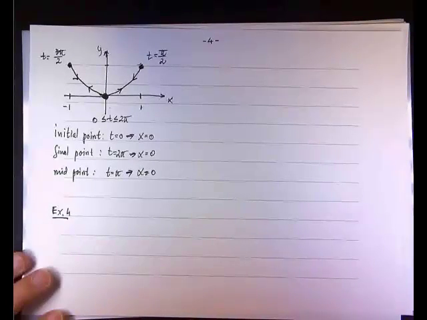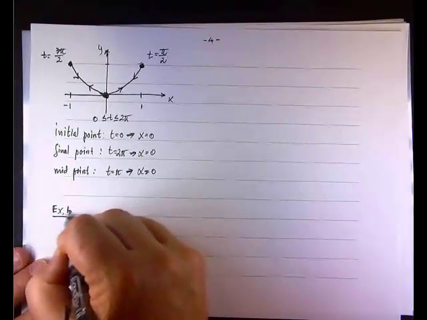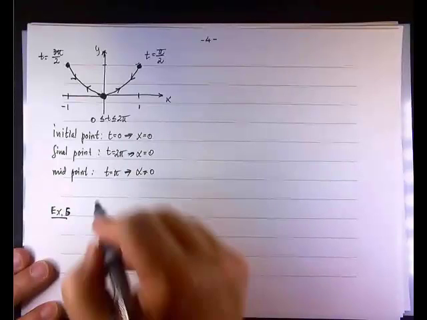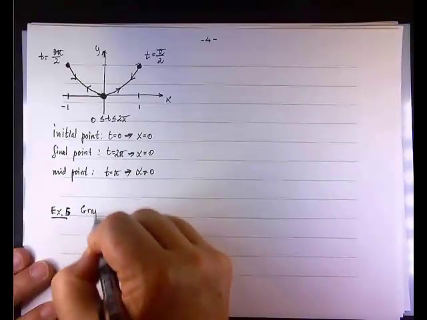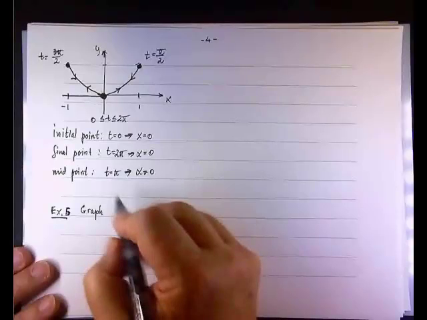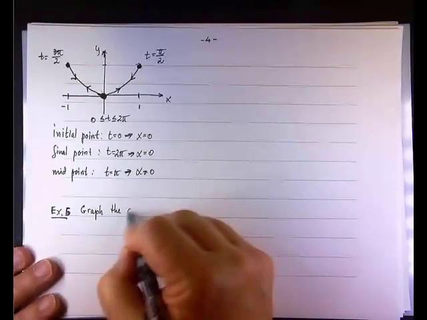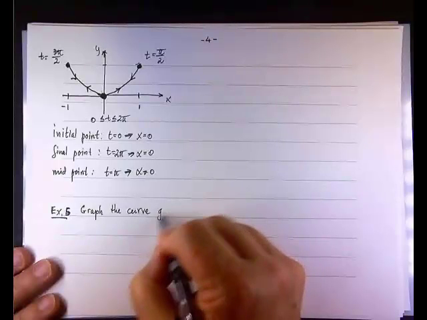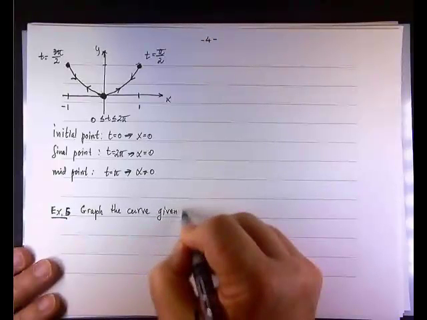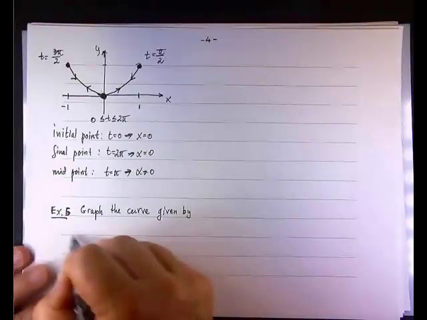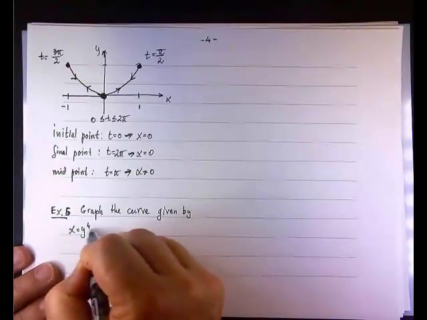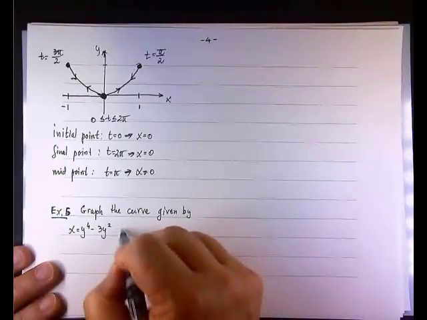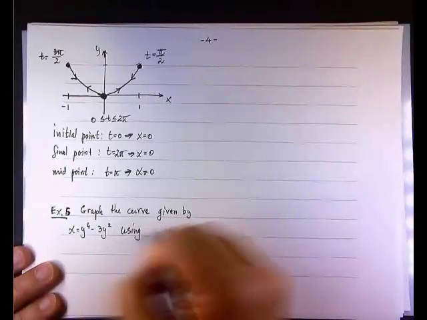In this example, that will be example 5, I believe. Okay. Graph the curve given by x equals y to the fourth minus 3y squared using parametric equation.